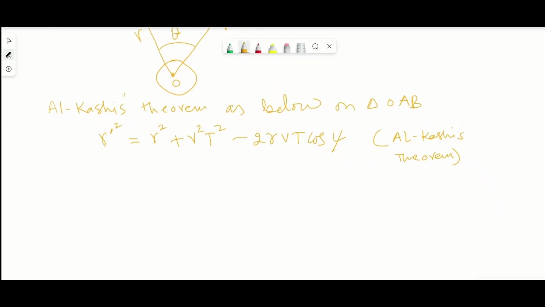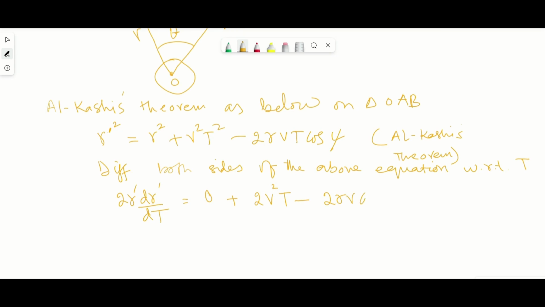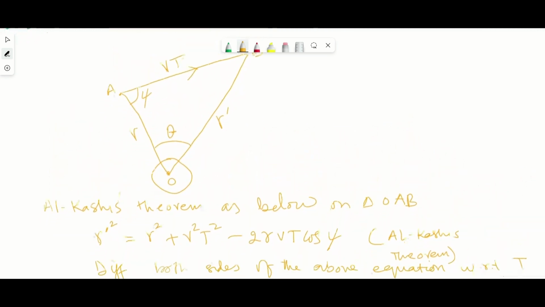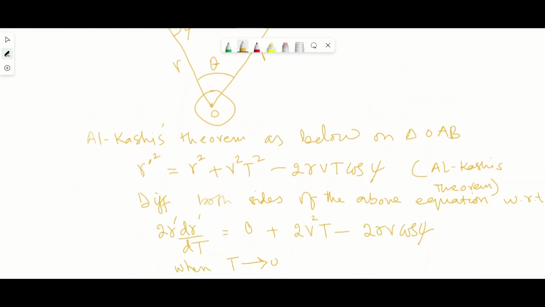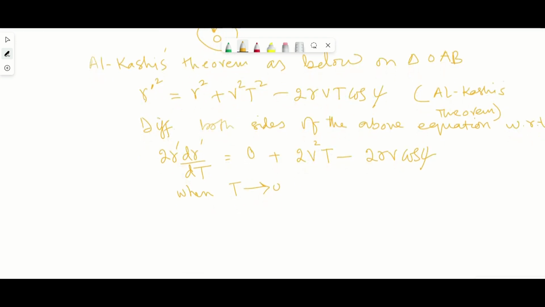Okay, so now we will differentiate both sides of the above equation, minus 2rv cos phi. Okay, so now we will bring the point B back to point A by putting the limits, because we are trying to establish a principle of instantaneity. We are trying to find the rates of change of one variable with respect to time instantaneously at an infinitesimally small instant. So we will put the limits. When time t tends to 0, B falls on A. When t tends to 0, r prime tends to r, r prime falls on r.